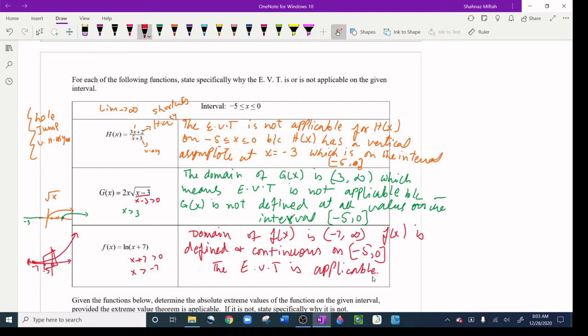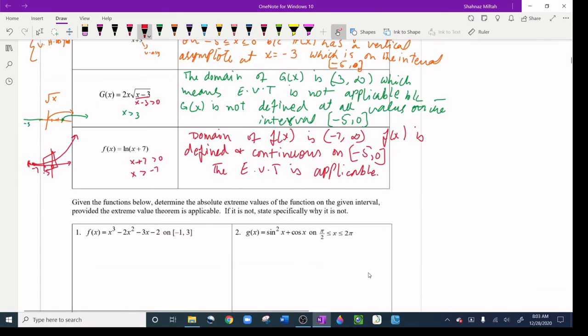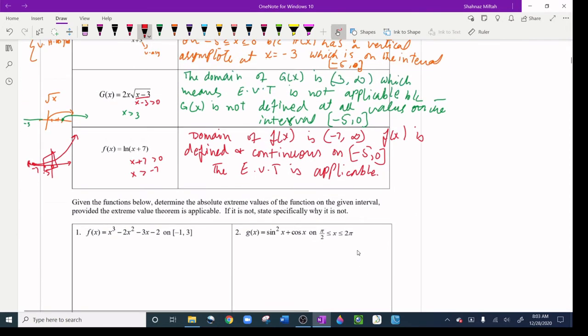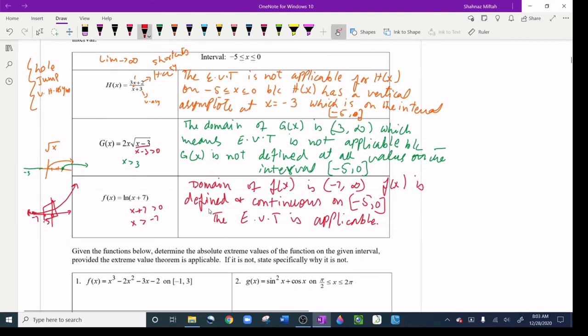There. Given the function below, determine the absolute extrema values of the function on the given interval. Guys, if your calculator is allowed on this, and it's easy peasy, graph them and figure it out.